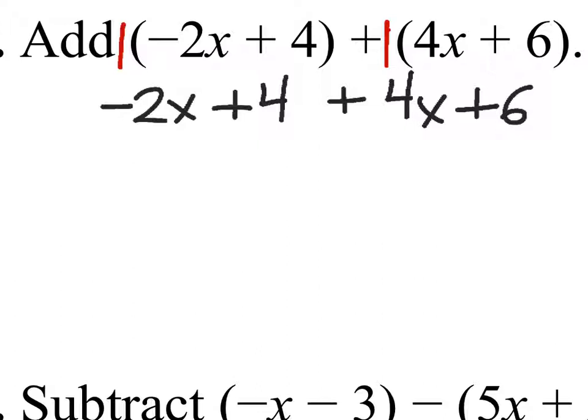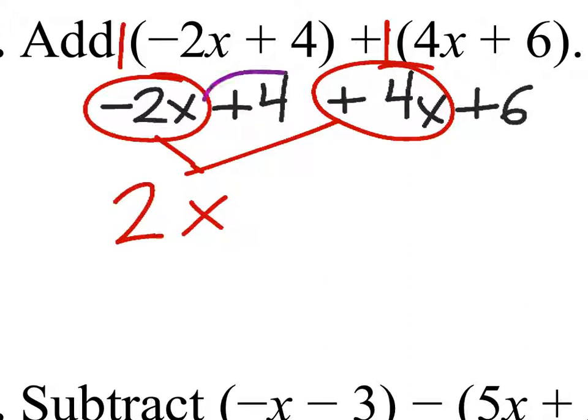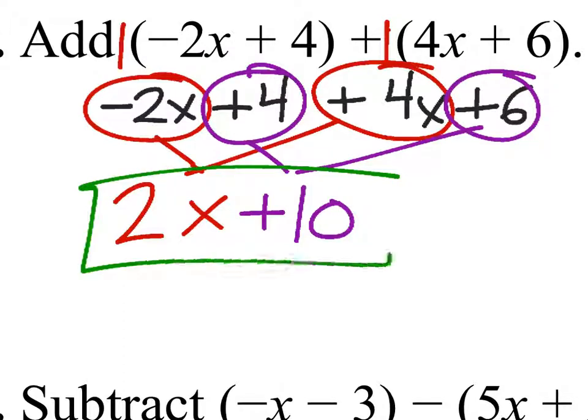So, this is what we have now, which will allow us to combine like terms. Here I've got a negative 2x and then a plus 4x. When I combine these, how many x's do I have? 2 of them. And then if I look at these 4 and combine them with these 6, 4 plus 6, bam, that gives me a positive 10. There it is.